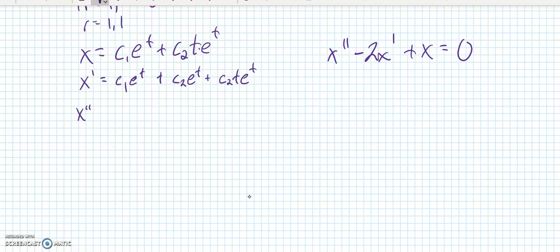X double prime is equal to, well, this first term right here just derives to itself, c1 e to the t, plus, let's see, c2 e to the t just derives back to itself, and then plus, didn't we just take the derivative of this thing? C2 e to the t was this thing. It derived to this plus this. So I get plus c2 e to the t. That's the first part of product rule. Plus the second part of product rule gives me c2 t e to the t.